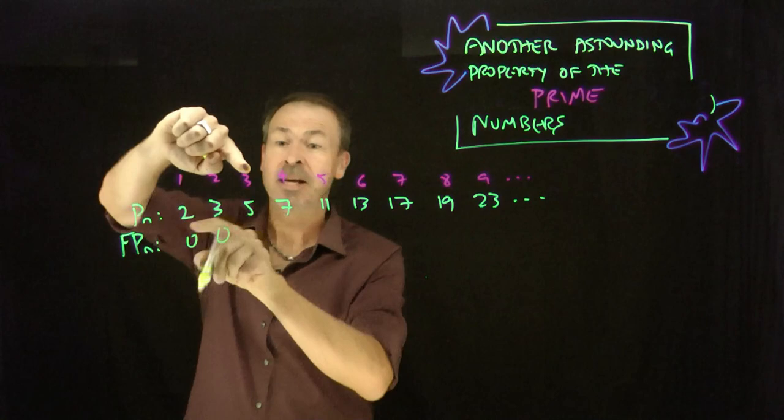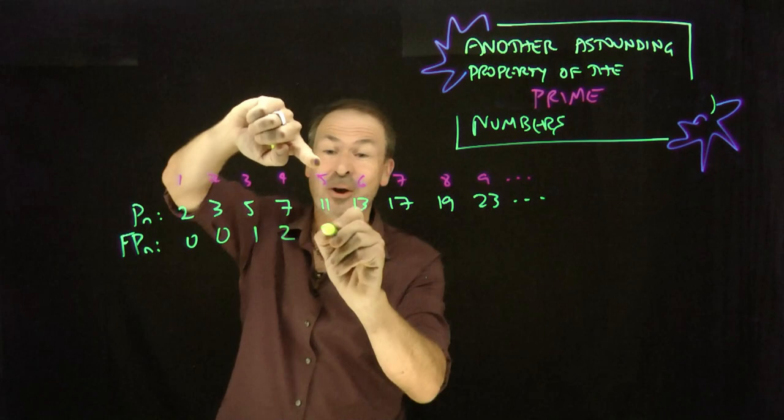How many smaller than 5? Still those 2. Smaller than 6? 3 of them. Smaller than 7? 3 of them. Smaller than 8?